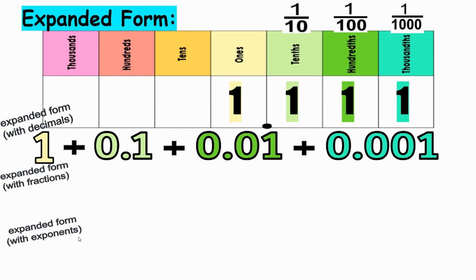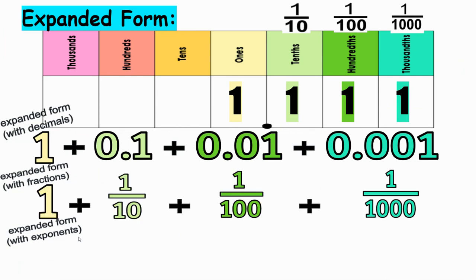So when we write this number in expanded form with decimals, we see that we have 1 plus 1/10th plus 1/100th plus 1/1,000th. Okay. If we were to write it in expanded form with fractions, we would say 1 plus 1/10th plus 1/100th plus 1/1,000th. Okay. So both of those represent how much is in each place value.